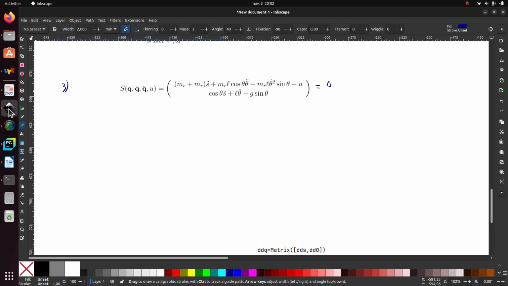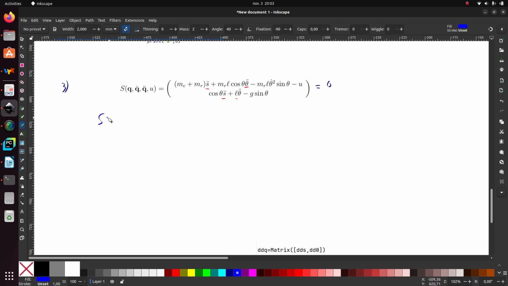So recall that the Euler-Lagrange equations are given by this equation, which should be equal to 0. I will try to isolate s double dot and theta double dot from this expression. First, we see that s double dot and theta double dot appear linearly in this equation. So if I want to isolate them, I will be able to do it using the Jacobian method. I will try to explain now what it means.